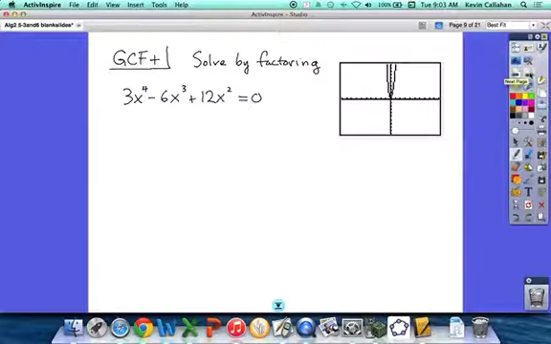Okay, let's try to do the same thing on this one. What is the greatest common factor on the left? Say again. Close. 3x squared, right? Because the lowest power of x there is x squared. Everything has an x squared, and everything is divisible by 3. So factor out a 3x squared. And what's left inside is x squared minus 2x plus 4.